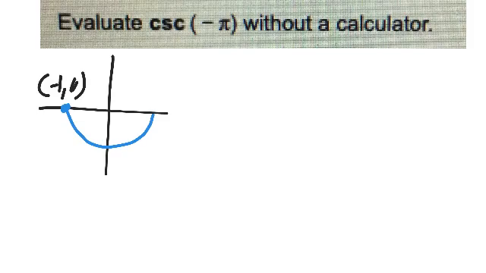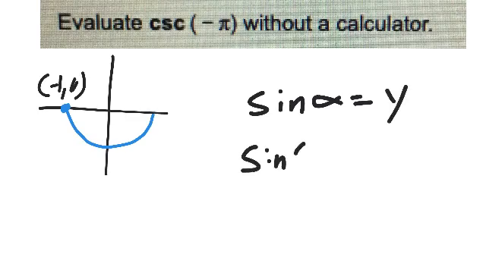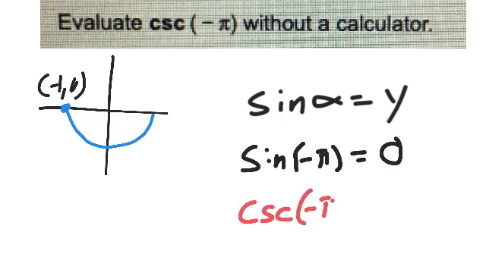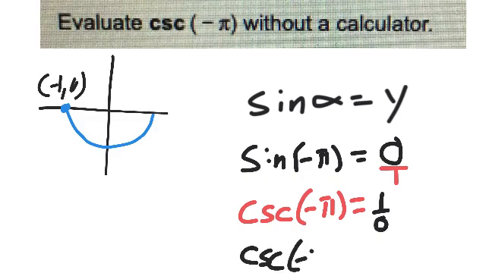Now, in my head, cosecant is the reciprocal of sine. So I'm going to find sine of the angle. I know sine is equal to the y value. Therefore, sine of negative pi is going to be whatever the y value is here. So my y value is 0. So now when I'm looking for cosecant, cosecant is going to be the reciprocal of 0. So if I flip 0, I get 1 over 0, which is not a number. So cosecant of negative pi is undefined.